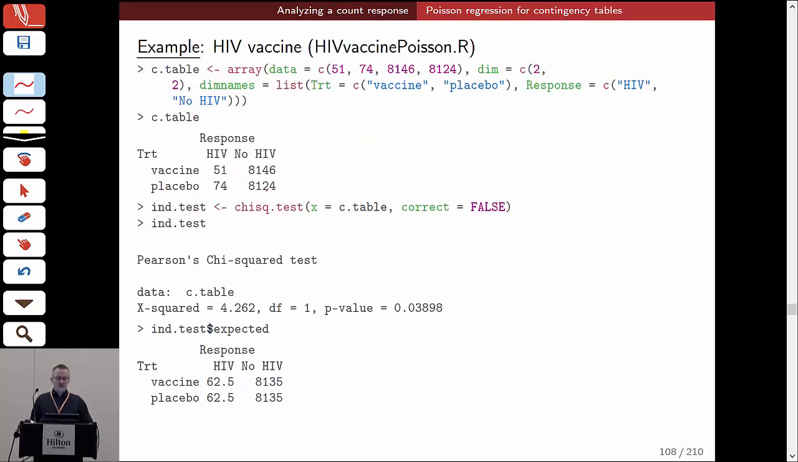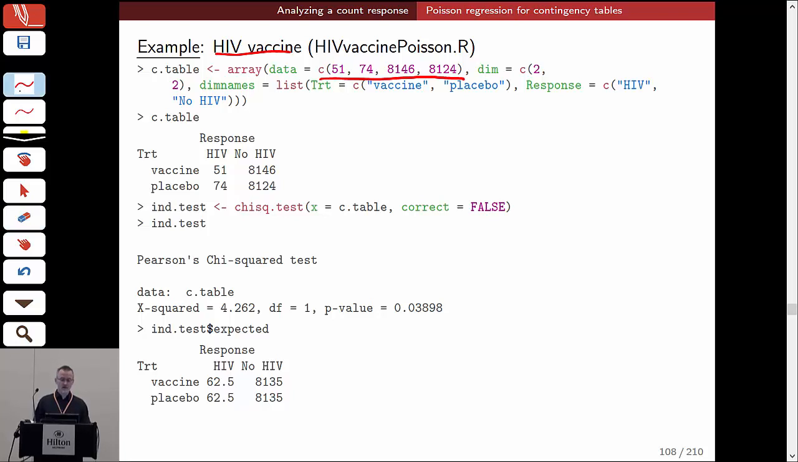So here's the example. This is back to the same data that Chris looked at before and you've seen before. This is the HIV vaccine data, and these were the counts that we had. Now I'm creating this contingency table out of them, as Chris has already done. We have the two rows, vaccine and placebo, and in the vaccine row we have the count of people who did or did not get HIV, and the same in the placebo row.